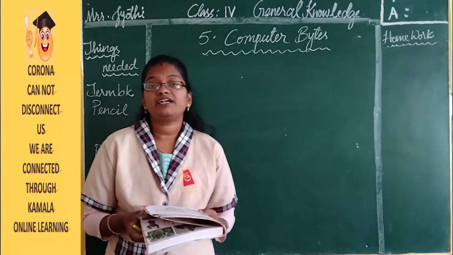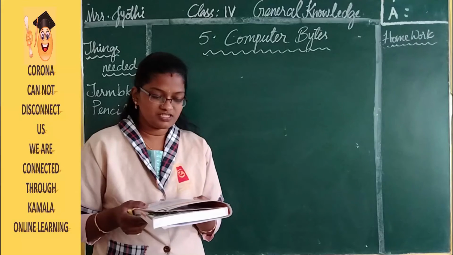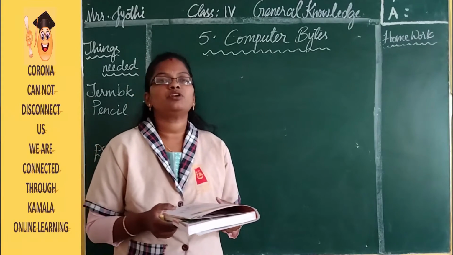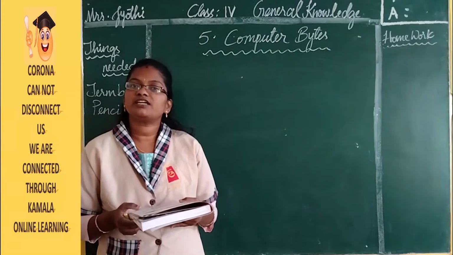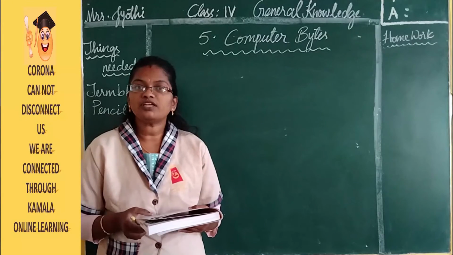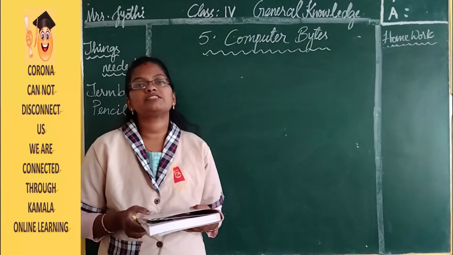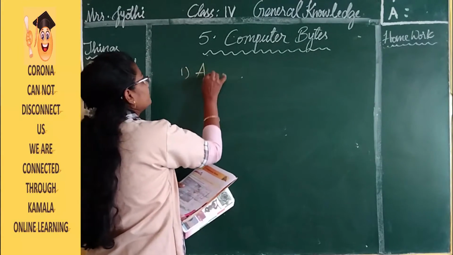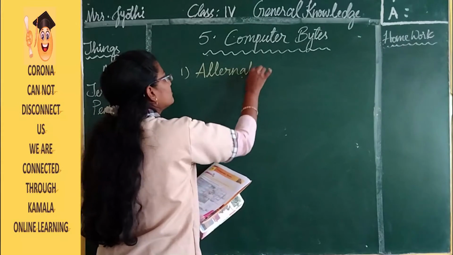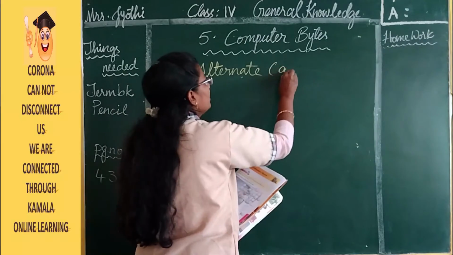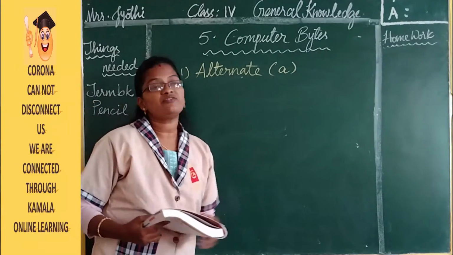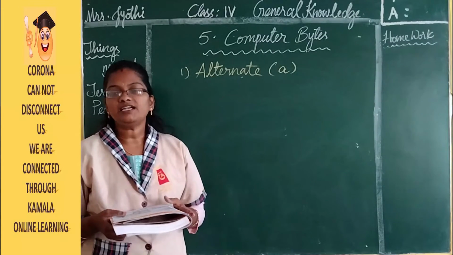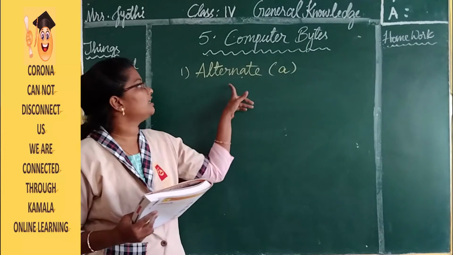Read each question and tick the correct option. What is the full form of ALT on a computer keyboard? On a computer keyboard there are a total of 104 keys, and in that ALT is also present. The full form of that is alternate, so it is option A. Under option A, you have to give a tick mark. ALT means alternate.